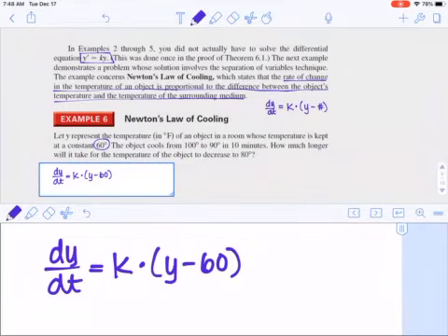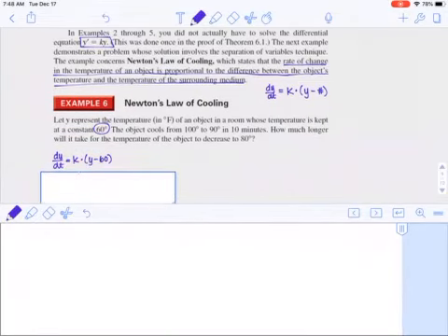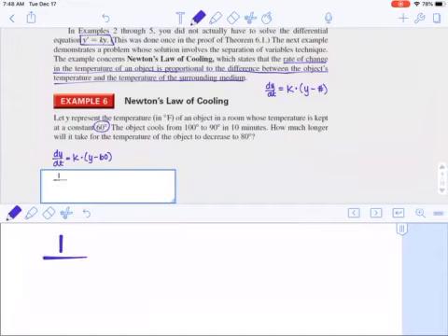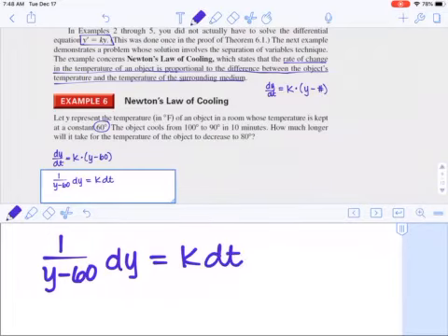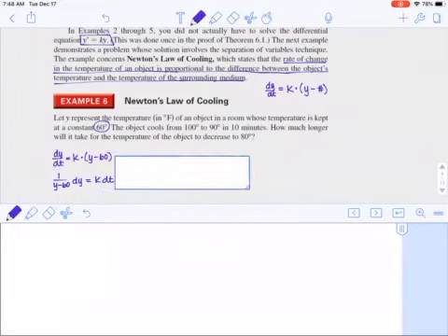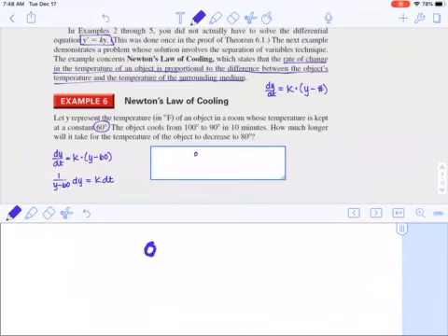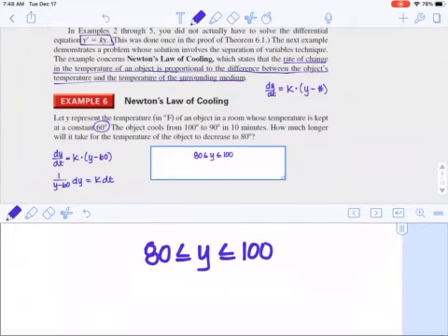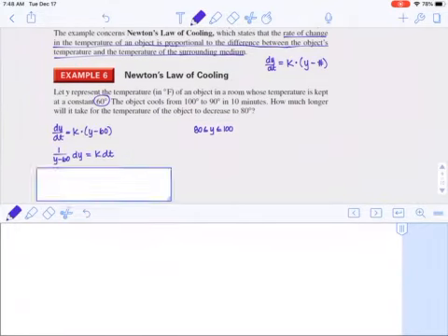All right, so I cannot just jump to what I had before because the difference being that I have this minus 60. So let's go ahead and use separation of variables. So I'm going to have 1 over y minus 60 dy equals k times dt. So just rearranging that. Okay. Also, important to note, we're only talking about y values between 80 and 100 here, if you read the rest of the problem, and so that'll come in handy in just a second.